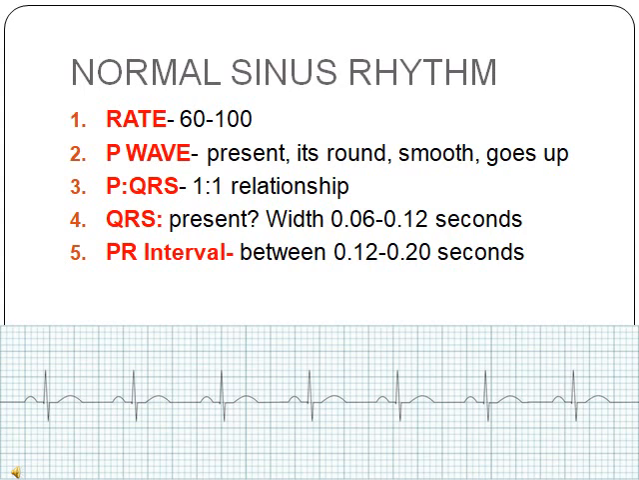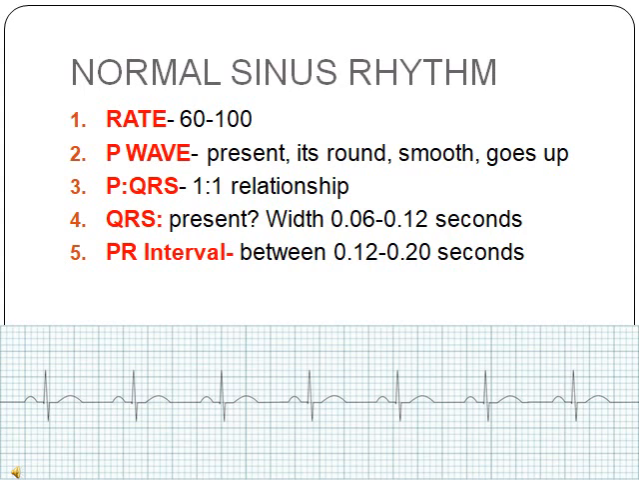Now we look at the P waves. P waves, present and perfect. Are they present? Yeah. Are they perfect? Yeah. They're round, they're smooth, and they bump upwards. Now we go on to P colon QRS.